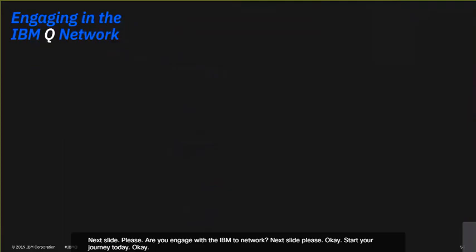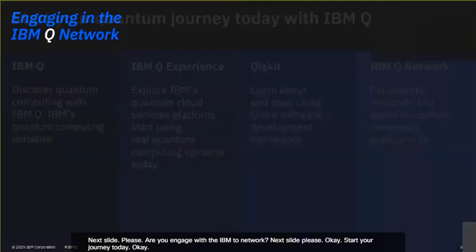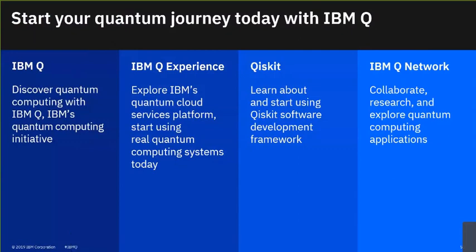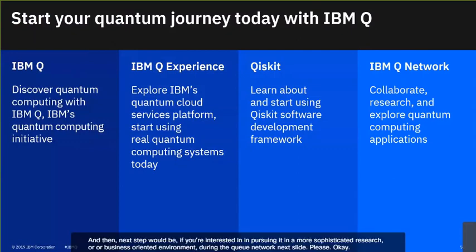How do you engage in the IBM Q Network? Next slide, please. Okay. Start your quantum journey today. IBM Q, just go out to the website, read, try out the Q Experience, try creating and running some circuits on an actual quantum computer, learn about Qiskit, and then the next step would be, if you're interested in pursuing it in a more sophisticated research or business-oriented environment, join the Q Network. Next slide, please.